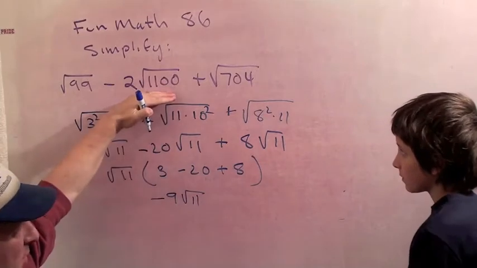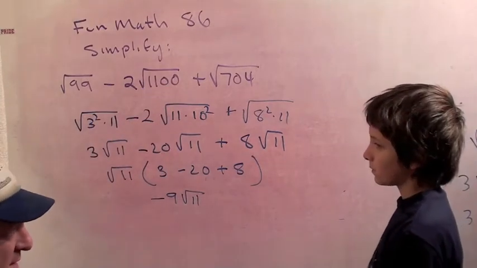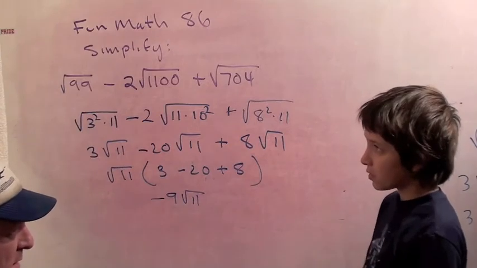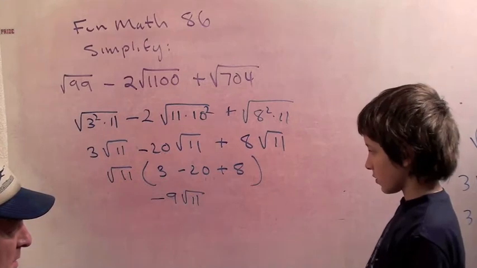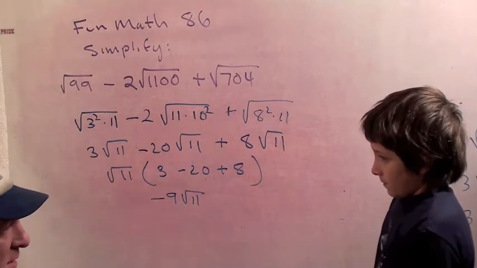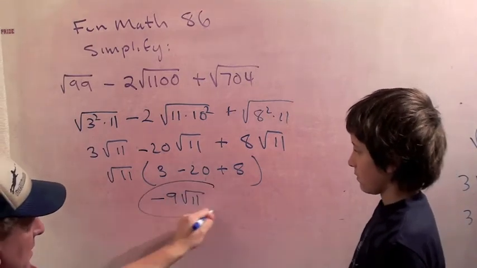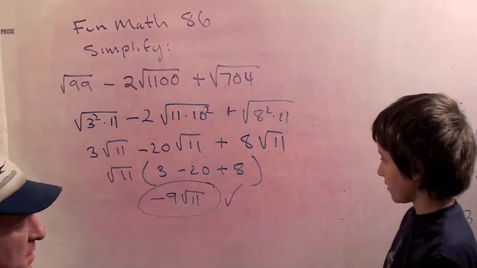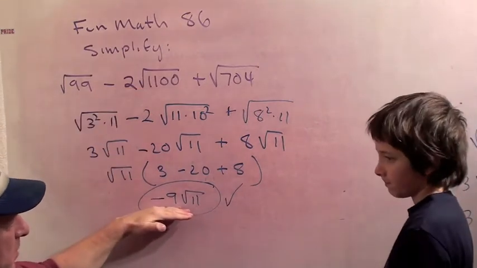Now we said this was about minus 30. The square root of 11, what's that? It's pretty close to 3, which is the square root of 9. So this is about minus 3 times 3, which is minus 27. So it's pretty close. We thought it was going to be around minus 30.